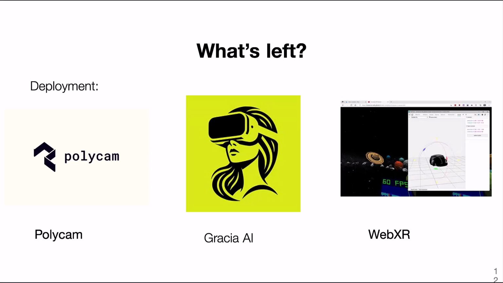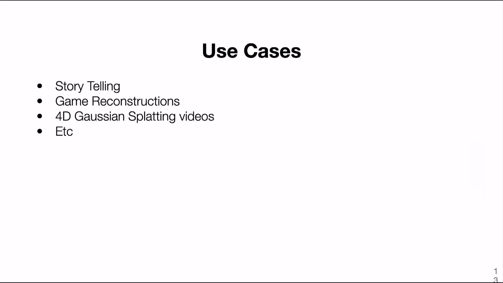So just some of them. There's so many others, but these are some of them that I highlighted as the most easily used. The use cases are many. I took a chance on using this for storytelling, but I've seen this getting used for game reconstruction. And the most exciting piece about this and having true to scale 3D is 4D Gaussian splatting videos.